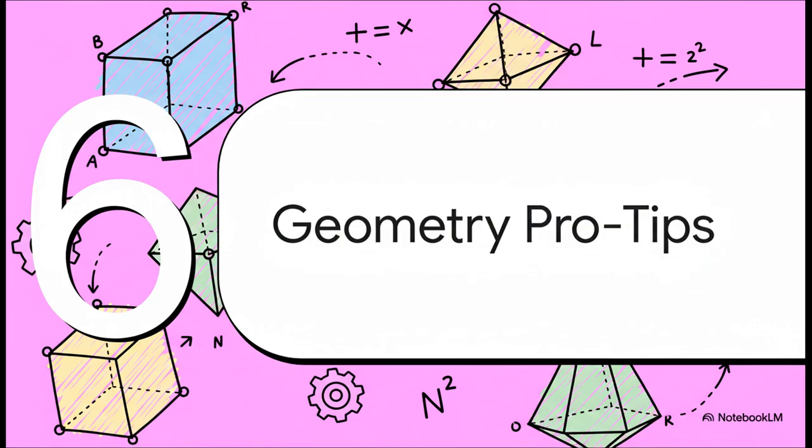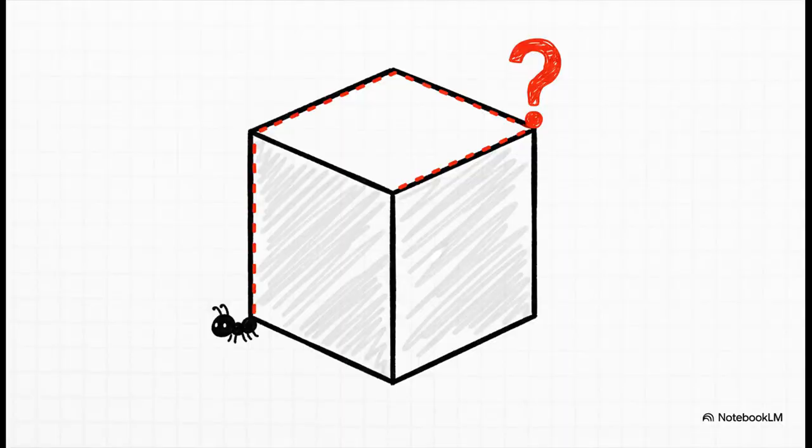You can solve puzzles that might seem impossible otherwise. Let's check out a couple of pro tips to see what I mean. So here's a classic puzzle. Imagine a tiny ant is on one corner of a box, and it wants to get to the absolute opposite corner. What's the shortest path it can take?